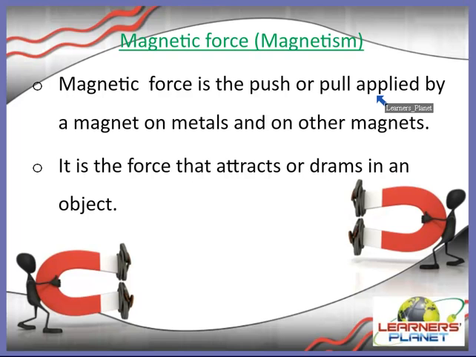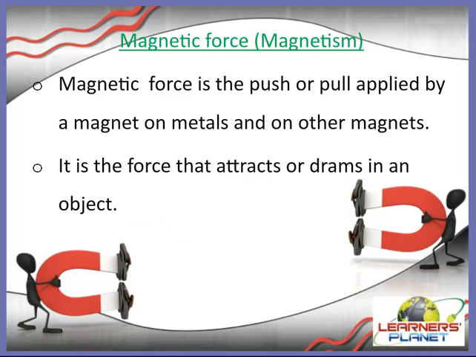Now we will study the third type of force, and that is magnetic force, also termed as magnetism. So the magnetic force is a push or a pull applied by a magnet on metals or on other magnets, right? It is a force that attracts or draws in an object. So we can say that magnetism is another type of basic force that operates throughout the universe.